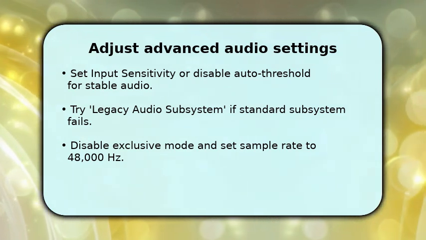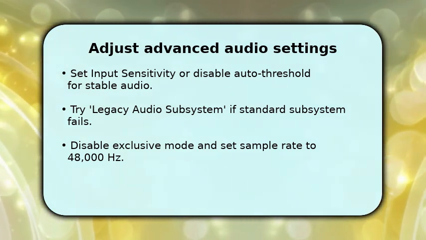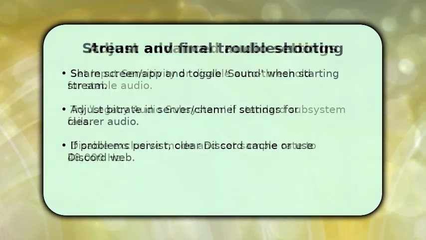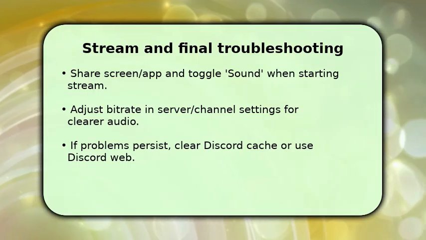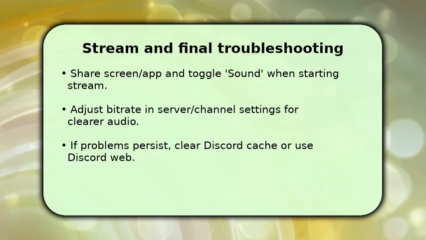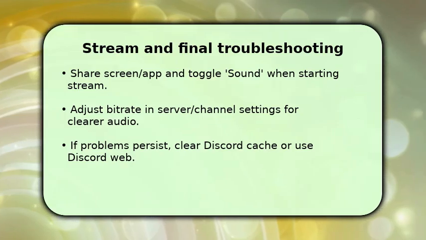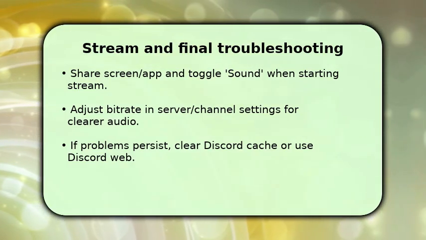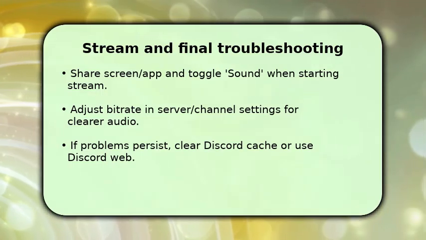These changes stabilize capture, and finally, when you go live, pick Share Screen, application or entire screen, and make sure the sound toggle is enabled. This transmits system audio. If audio still sounds poor, increase the stream bitrate in server or channel settings and remind listeners to use headphones so echo is avoided.